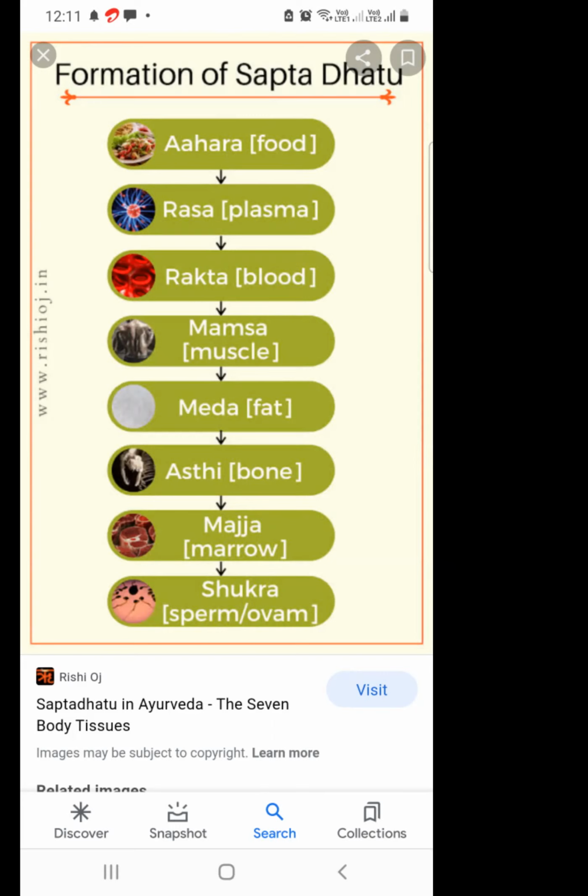Saptadhatu, the spelling. Saptadhatu. Okay. So Saptadhatu, 7. Sapta means 7. Dhatu means you can say bodily tissue. Dhatu also means material, element, but here it means the bodily tissue, because we are understanding the Annamaya Kosh. These Sapta Dhatu, 7 bodily tissues, are part of the Annamaya Kosh.